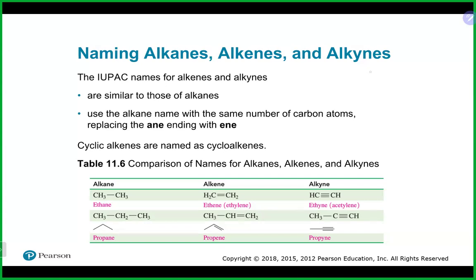So, for example, this guy here with no double bonds is our cyclopropane. Now, if we add a double bond in there, it is now cyclopropene, E-N-E. And again, here we don't need an actual number for where that double bond is located, because wherever it's located, it is considered number one because there's nothing else really attached.